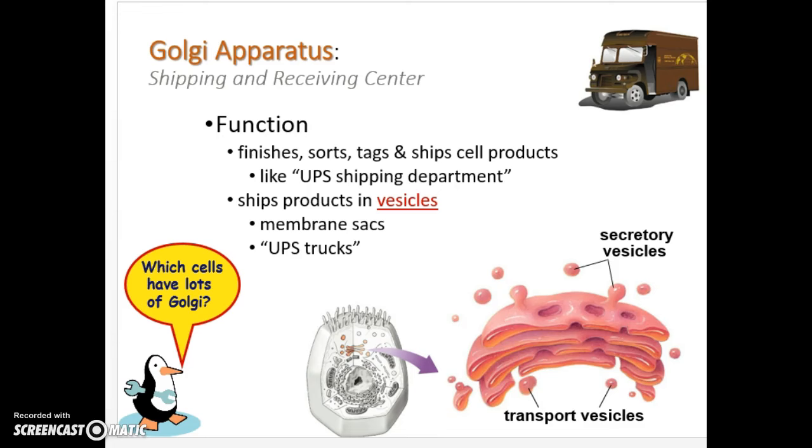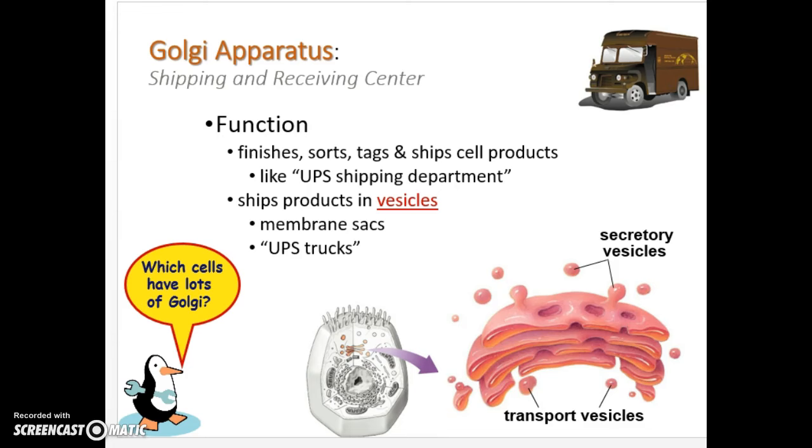So the types of cells that you're going to find a lot of Golgi apparatus in would be any cells that specialize in secretion. If you're looking at a cell, this is probably not the best model, because usually you will find the Golgi very close to the cell membrane. So it will be closer up here because its job is to send things out of the cell. And when we say send things out, we mean secretion.